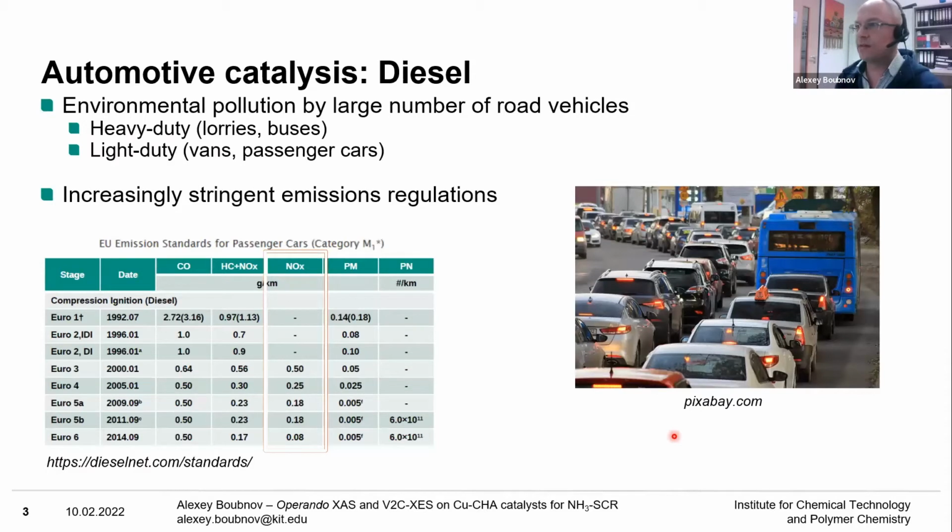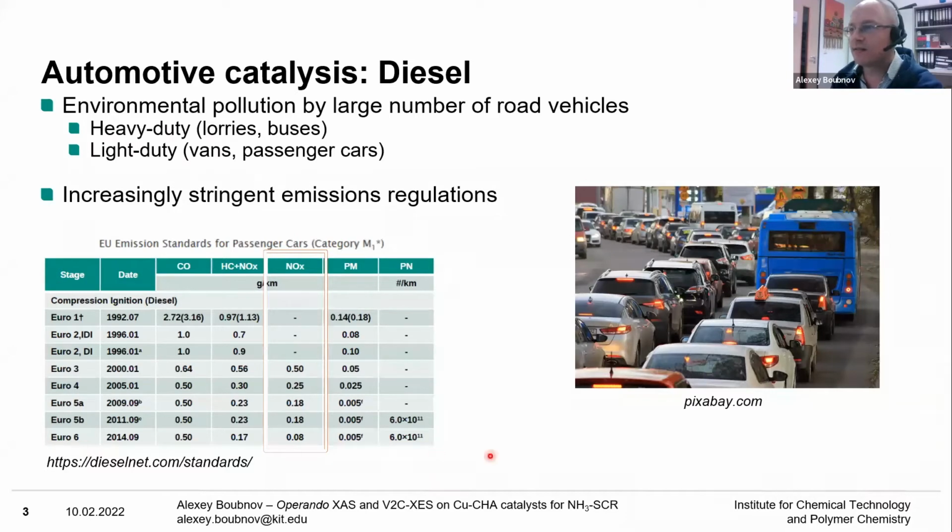In the modern world, we are faced by a large number of vehicles on the roads, and this is also causing a lot of environmental pollution. And in order to abate this pollution, both the automobile technology such as car, motor development has to be improved to emit less pollutants, and also the catalysts have to be improved to reduce or to decrease the amount of emissions.